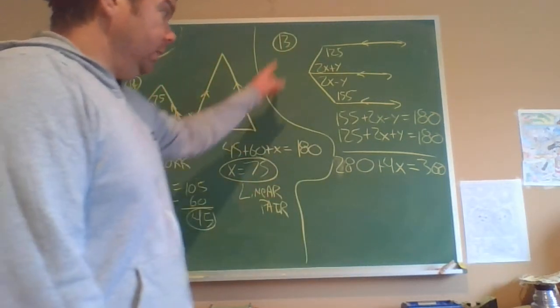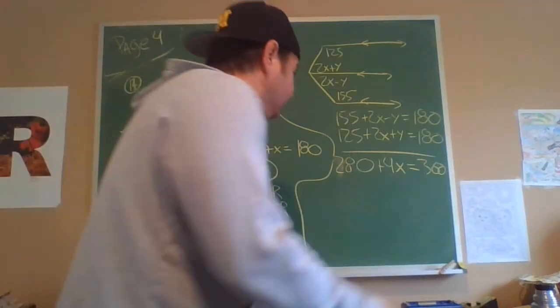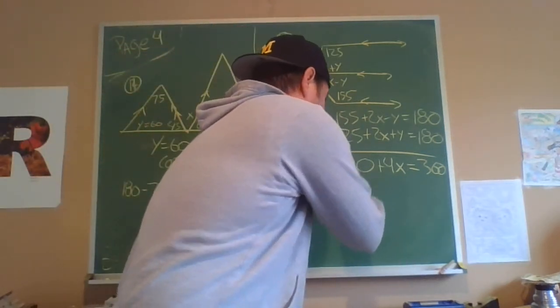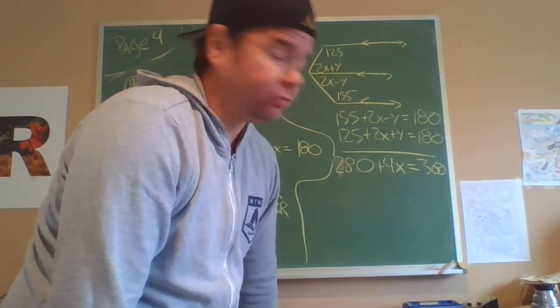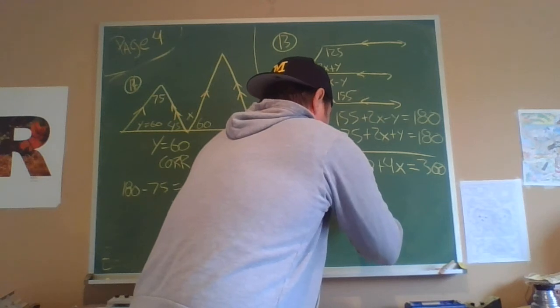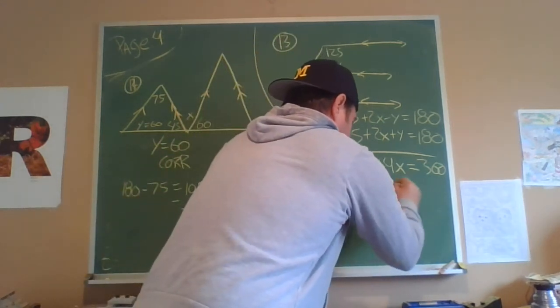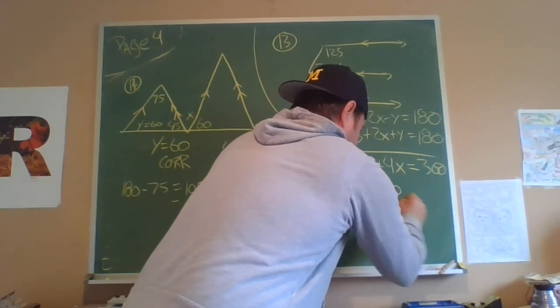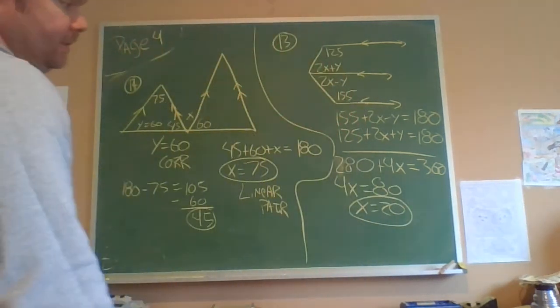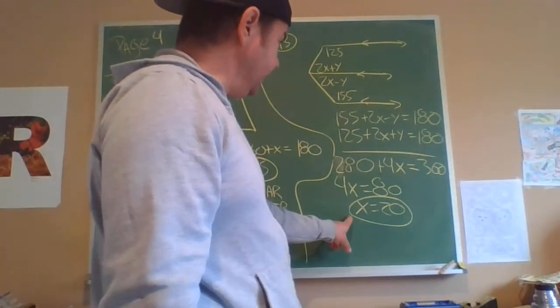Okay? One of those variables has now been eliminated, so I can just solve for x. If I subtract 280 from both sides, I'm going to get 4x equals 360 minus 280, which is 80. If I divide both sides by 4, x equals 20. So x equals 20, great.